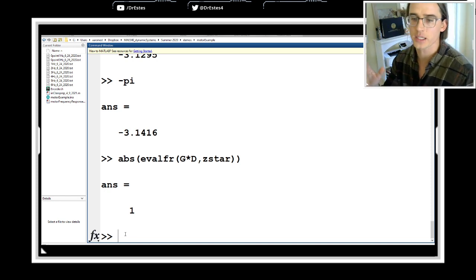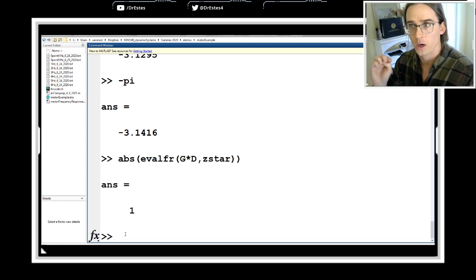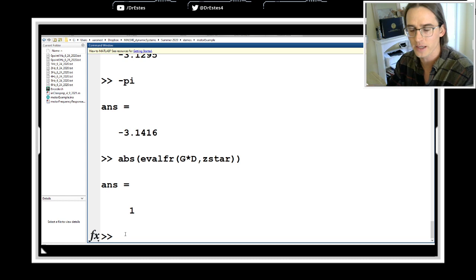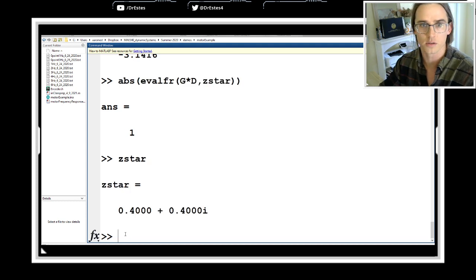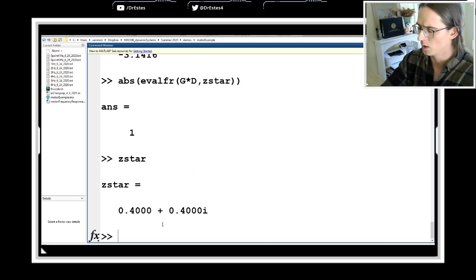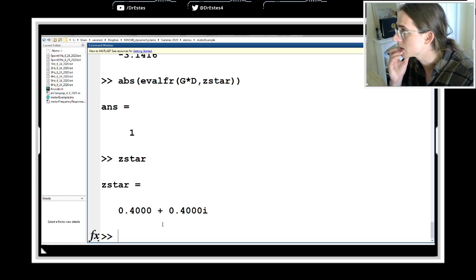What you have to check is your closed loop poles. Because if you satisfy the angle and magnitude criterion, that means that 2 of your closed loop poles are going to be at Z star. So let's check that first. But the third closed loop pole could be unstable, or it could be in a terrible place.